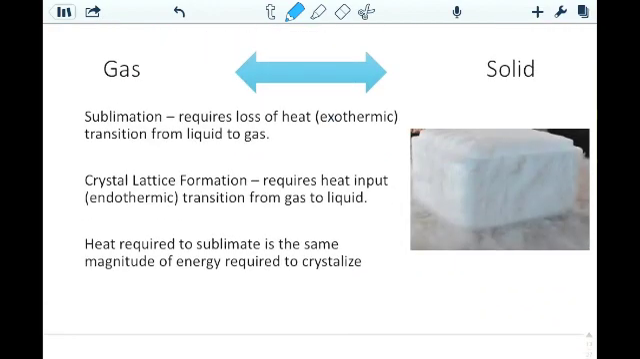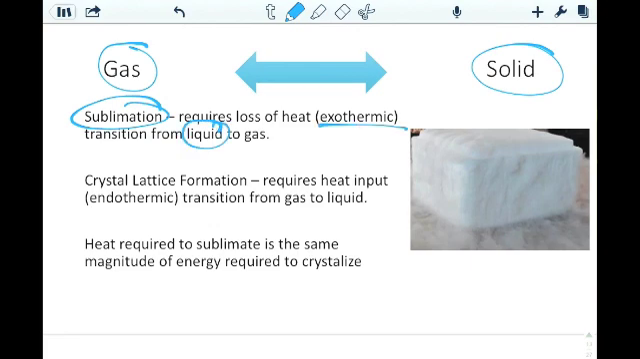Then we have a gas. Sublimation, gas to a solid. We see that sublimation requires the loss of heat, and it's exothermic. It's a transition from a liquid to a gas. And then crystal lattice formation requires heat input. It's endothermic, and it's a transition from a gas to a liquid. Again, energy is conserved in this, and the same amount of energy it takes to sublimate is the same amount of energy that it requires to form that crystal lattice formation.